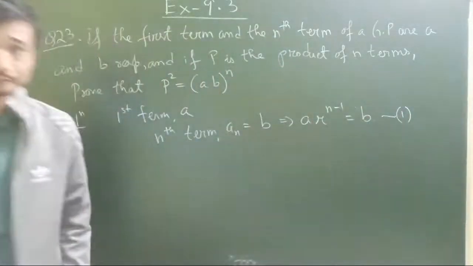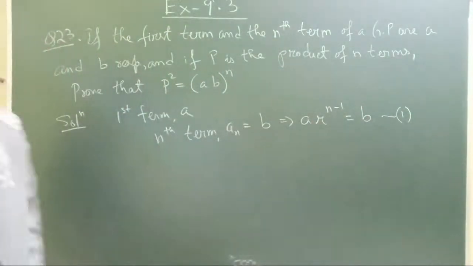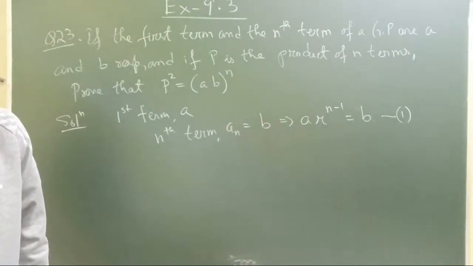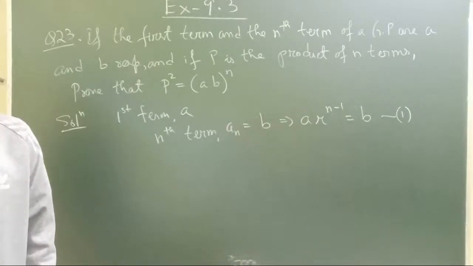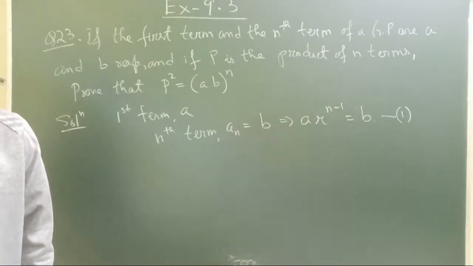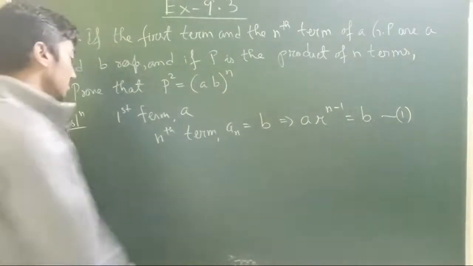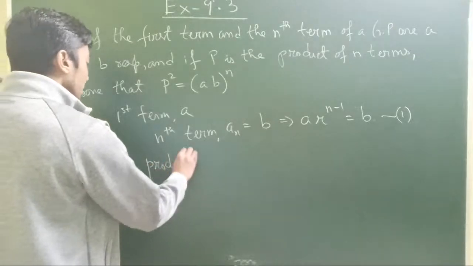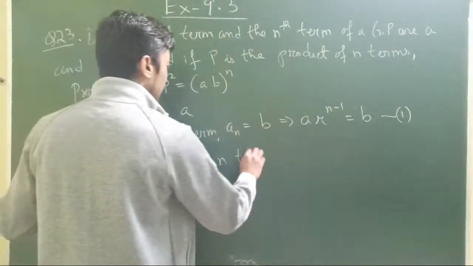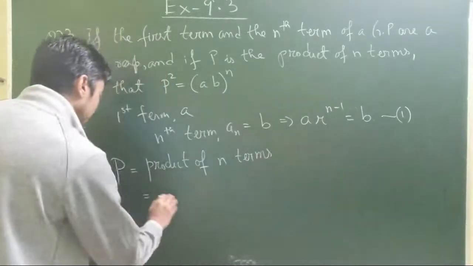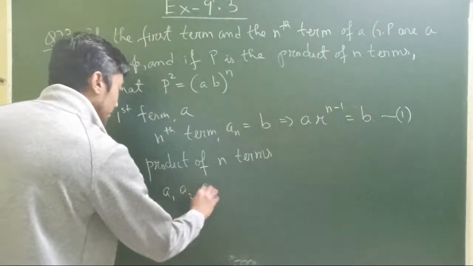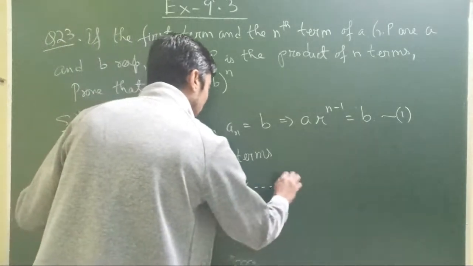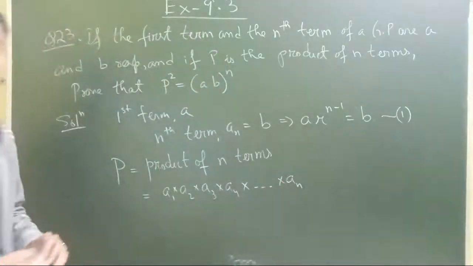We might need that, so let it be as it is. And then what we are supposed to prove is, if P is the product of n terms, that is A1 into A2 into A3 into A4 into dot dot into An. So P represents the product of n terms.